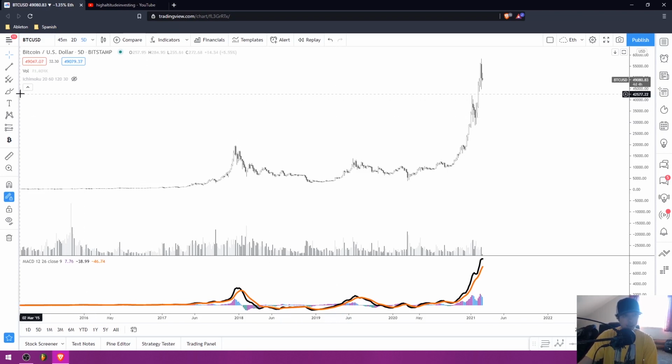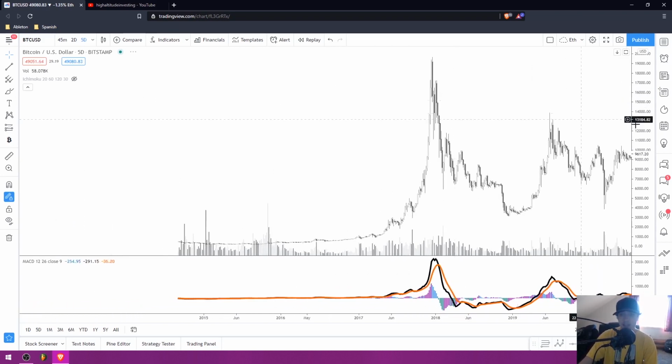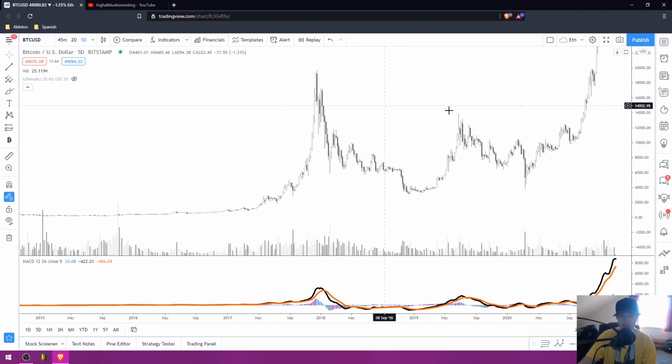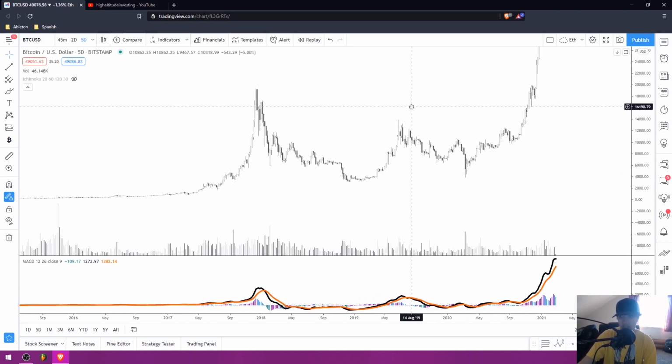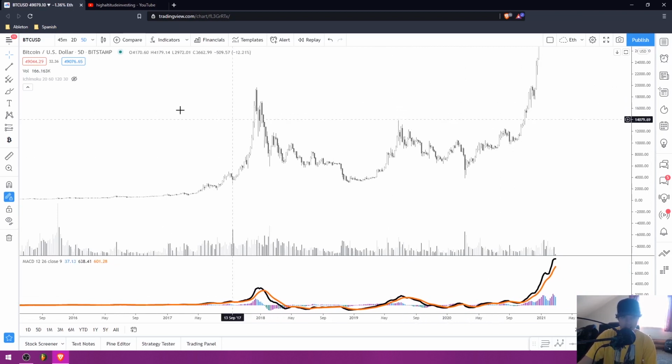So let's talk a little bit about the big picture support and resistance for Bitcoin here. We're going to go ahead and zoom into this previous cycle and talk about the support and resistance levels that we saw in the previous cycle.